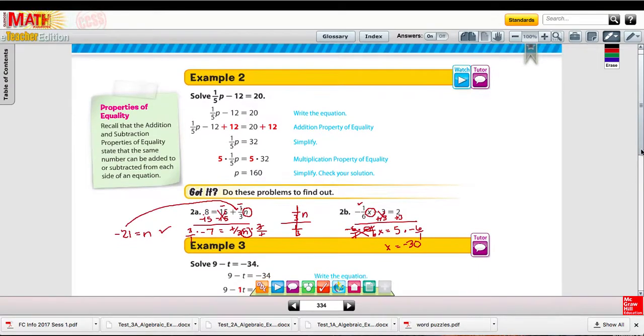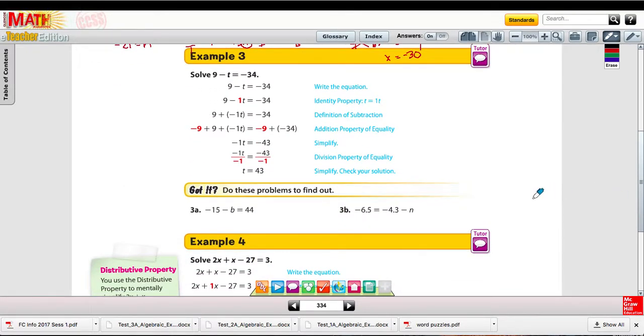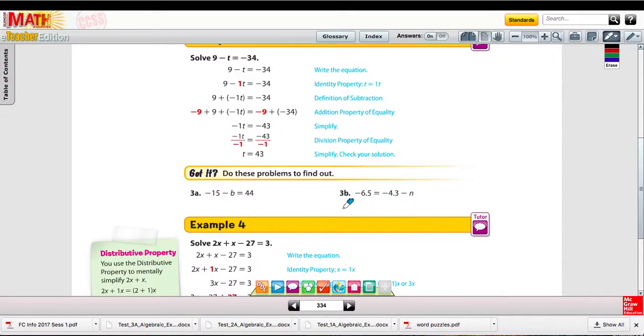Going down to example 3, we have what seems like just a one-step problem, but it's kind of sneaky, and that's a two-step problem, and I'll show you why. First of all, we want to isolate the b, but actually that b is a negative b. It's a minus b, so let's pay attention to that as we're doing these next example problems.